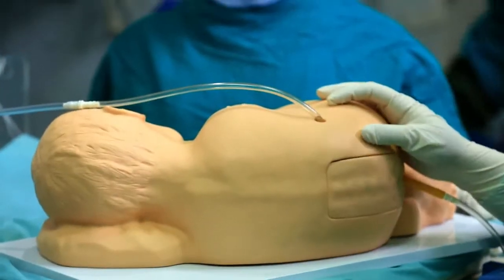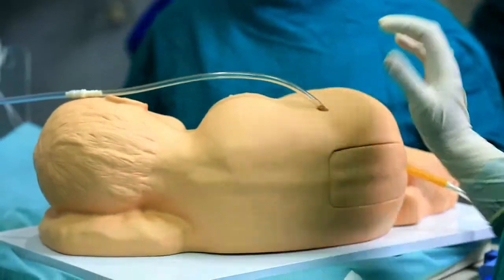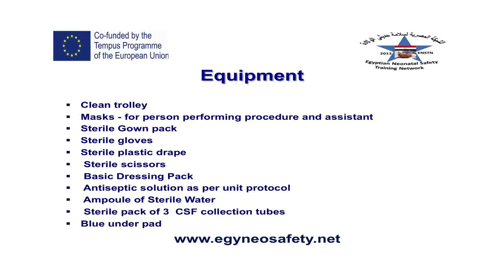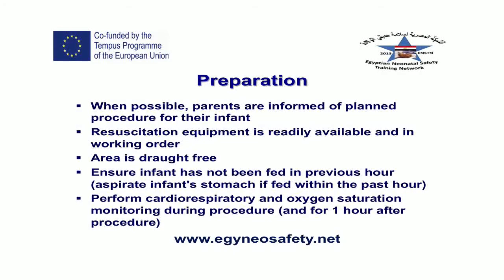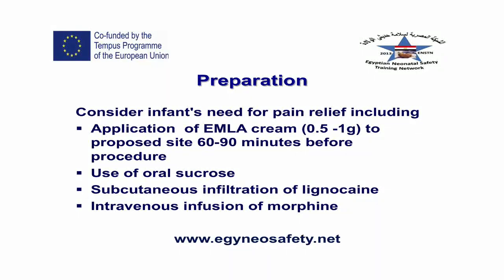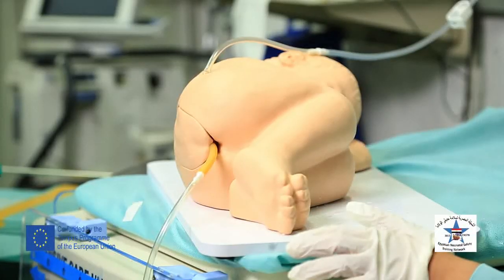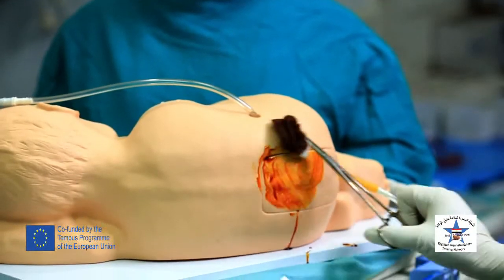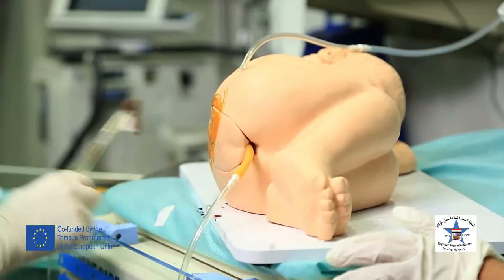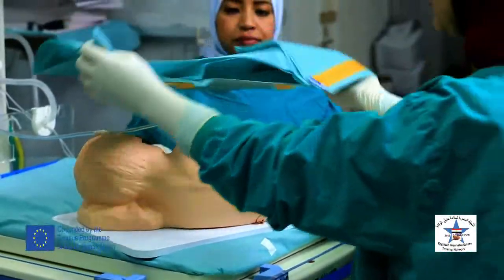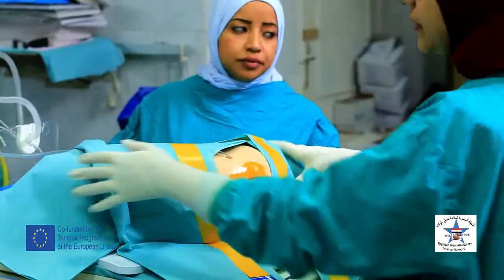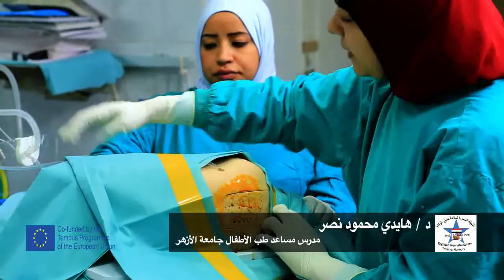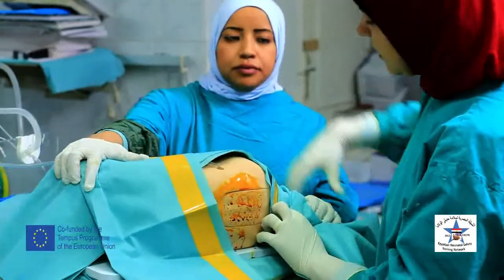This video to demonstrate lumbar puncture in neonates. First step is sterilization using betadine in circular direction from inside outwards. Then we will use towels for the baby. The assistant will catch the baby in flexion attitude for the knees and for the neck.